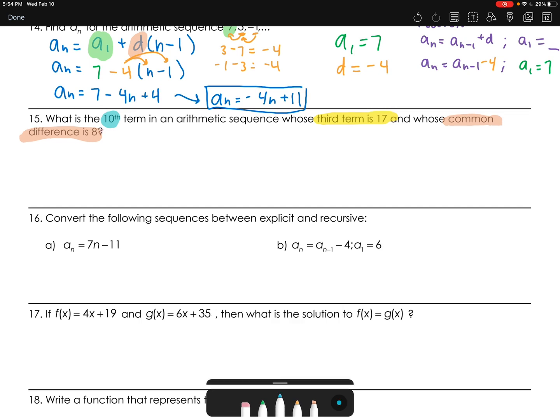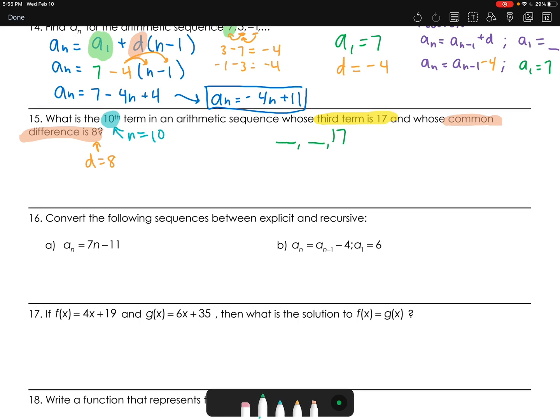What it gave us, this 10 here, is my n. Whenever it asks you for the term number, or find the term, n is equal to that value. So n equals 10. It gave us the third term and the common difference. This is helpful, d equals 8, but we really need the first term. If we're at the third term, 17, I need to find the first term.